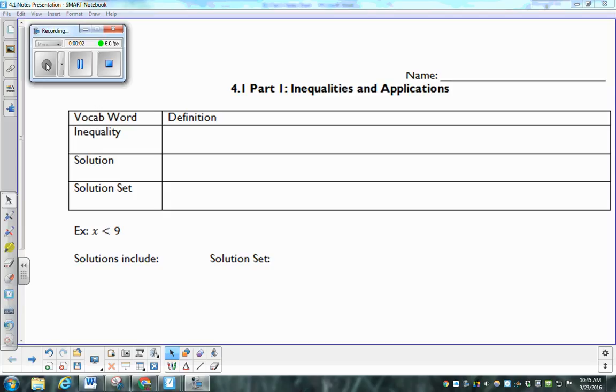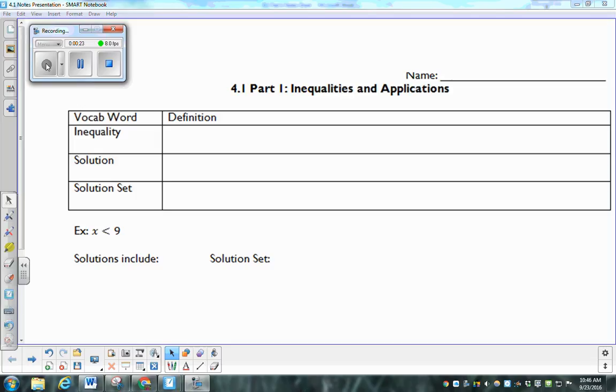This is in section 4.1 in our book. We're skipping from chapter 1 to chapter 4 for right now. You should have a handout to write all of these notes on to make things go a little quicker. So first we're going to go over some vocabulary. Today we're talking about inequalities. Some of this will be review from last year because you have learned about inequalities before.